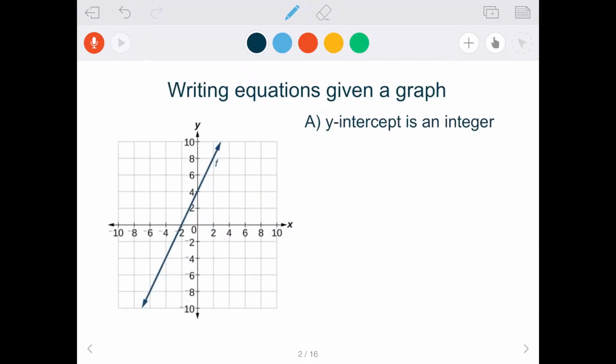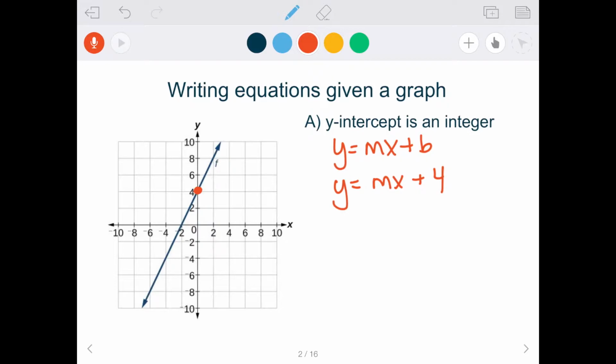The first thing you had to be able to do was write equations given a graph. So with a graph like the one that you see here, there are two possible scenarios. Either you can see that the y-intercept is an integer or it's not. So let's talk about if the y-intercept is an integer. We're going to use y equals mx plus b. And the y-intercept is right here. It is the number 4. So I know that my y-intercept is going to be plus 4.